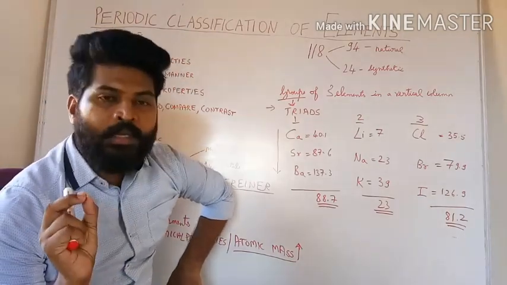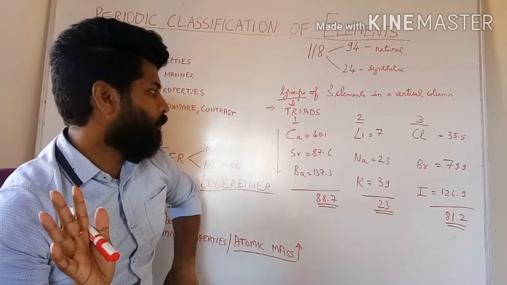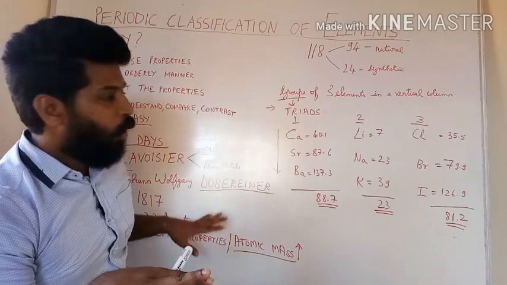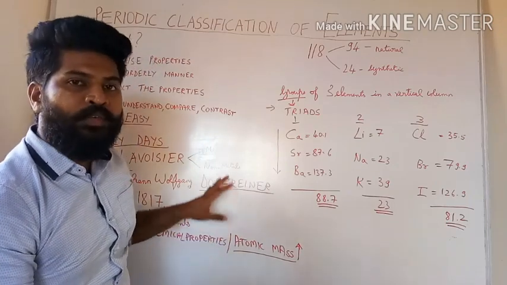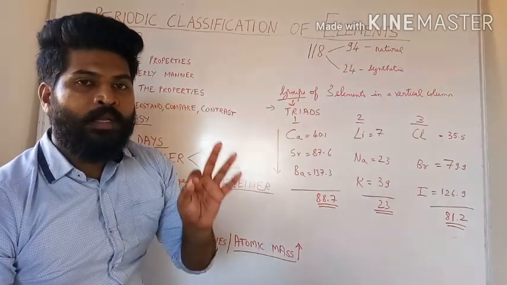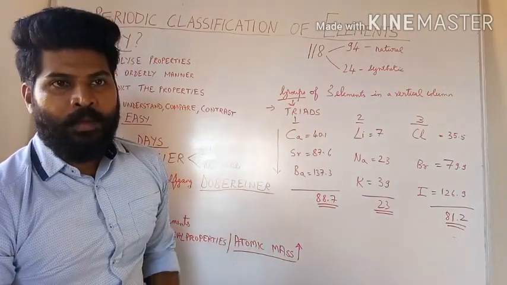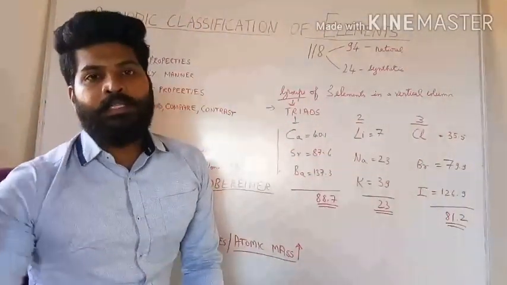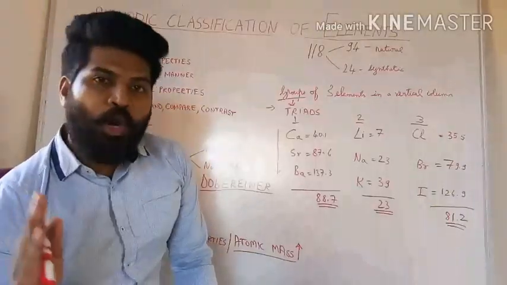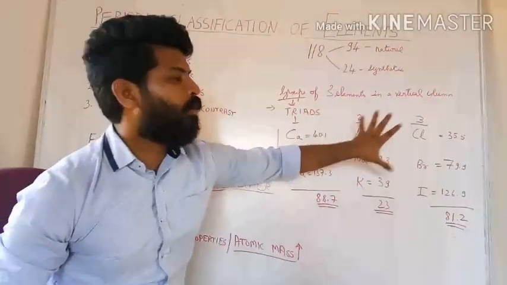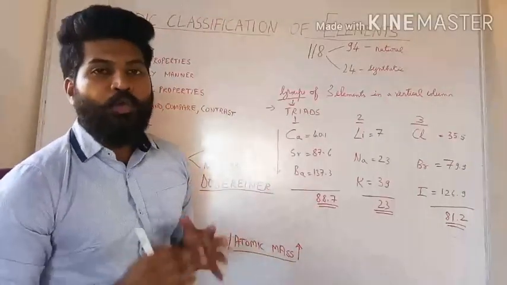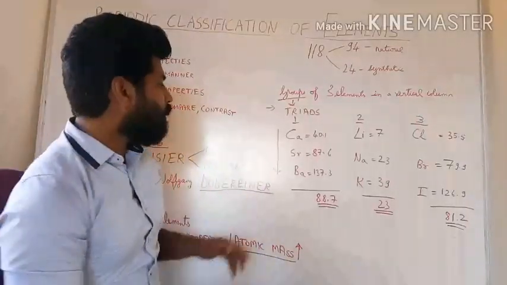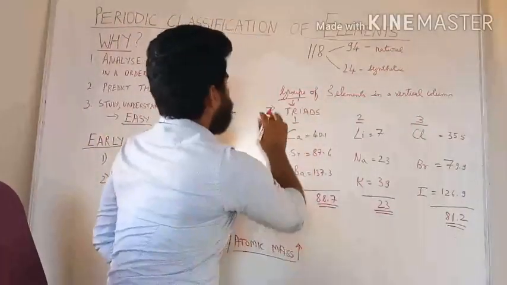The limitation or drawback of this law of triads was that there were around 33 elements discovered. Among the 33 elements, if you were to group them into threes, there should be at least 11 triads. But he could observe only 3 triads. The rest 24 elements could not be placed into such triads, which means that this is not a universal phenomenon or a universal law. That was the drawback of Dobereiner's law of triads.